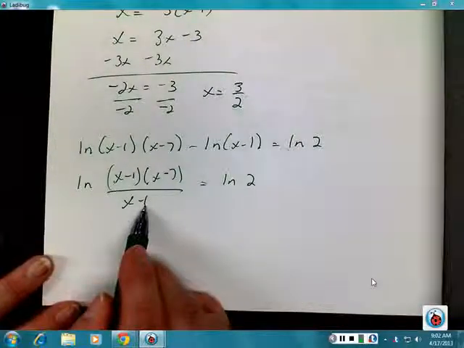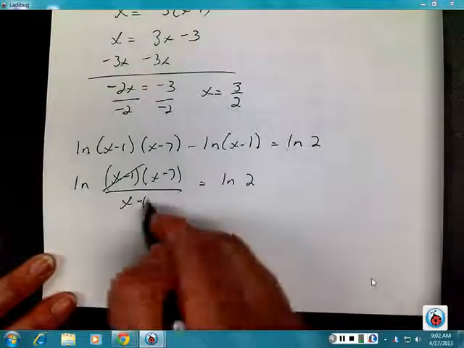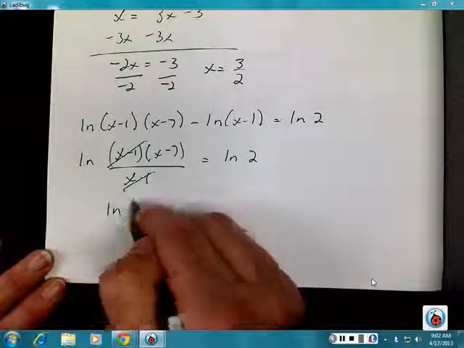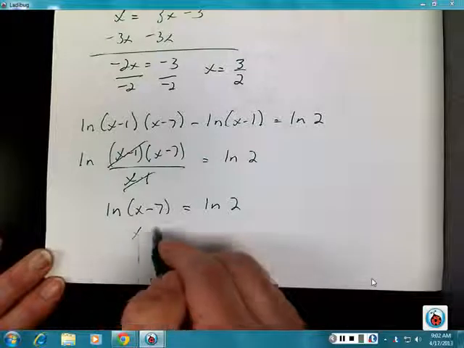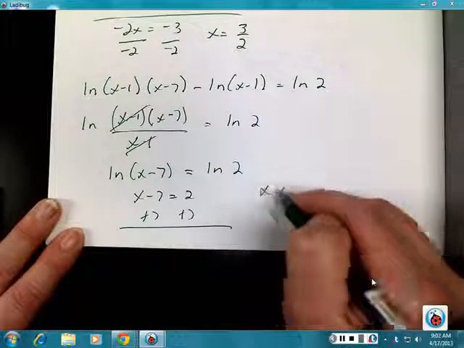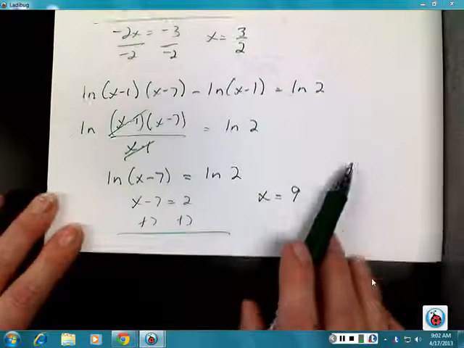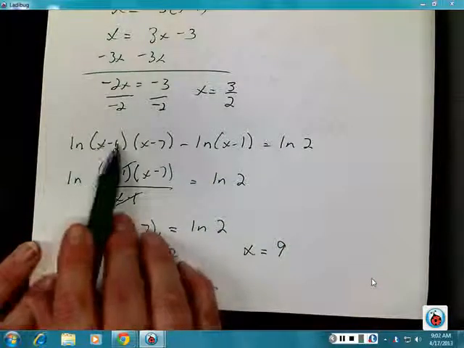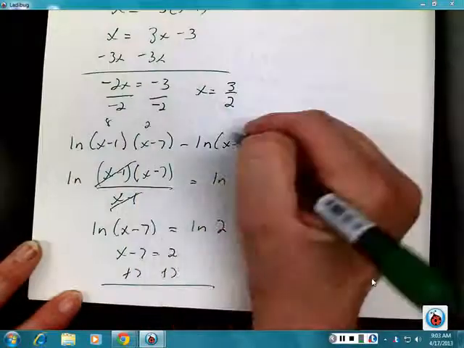What cancels? If you look at this side, I can cancel my x minus 1. So really I have the natural log of (x minus 7) is equal to the natural log of 2. So x minus 7 is equal to 2. Add 7, and I find x is equal to 9. And again, I can have 9 because 9 is going to make it come out true with what I have. If you check these and plug it back in, 9 minus 1 is 8, 9 minus 7 is 2, 9 minus 1 is 8.